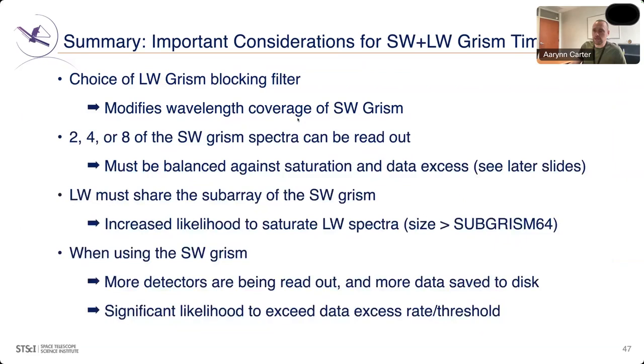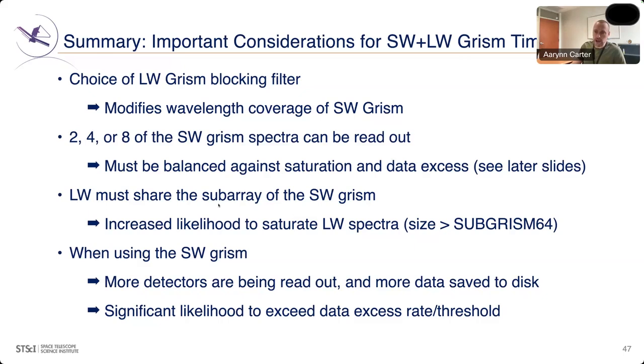So as a bit of a summary on this background information, the first important thing is that your choice of long wavelength Grism filter is going to modify your wavelength coverage of the short wavelength. It's something you want to keep in mind. You can choose whether to read out 2, 4, or 8 of the short wavelength Grism spectra. And I know 8 sounds great, it will give you the best signal to noise, but there is some balancing act you have to do against saturating the long wavelength, because you're going to get that longer ramp, and data excess, which I'm going to touch on in just a minute.